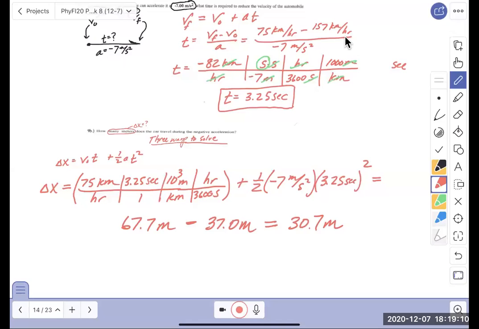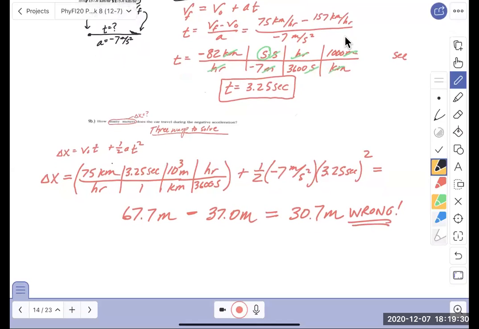Students have been coming to me saying, I got this, I'll do this over and over again and keep getting this answer. Well, this is wrong. I could have just redone it, but I want to show you how I did it wrong too. The reason is I used the wrong velocity. That's supposed to be v naught t. That 75 kilometers per hour is v final t. So let me fix this and come back.